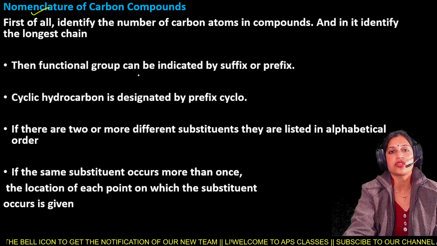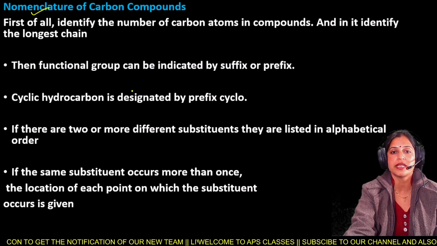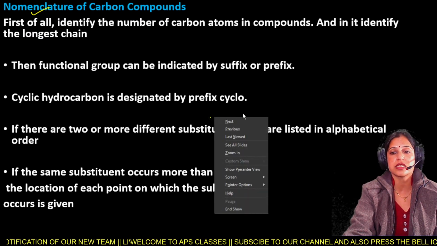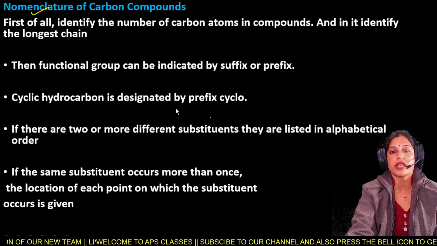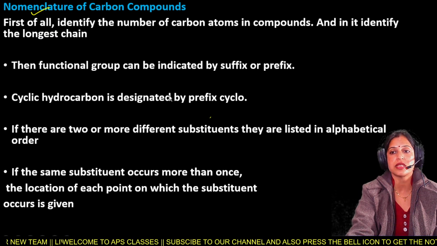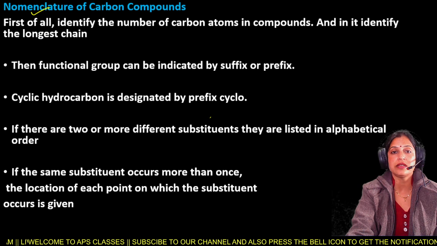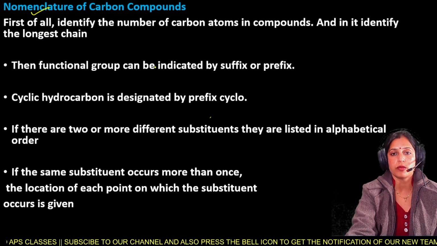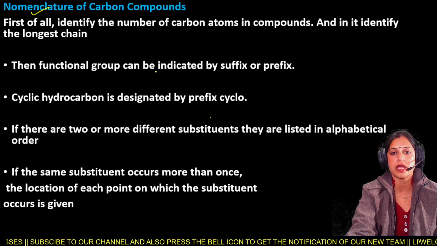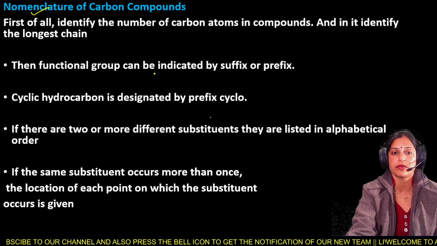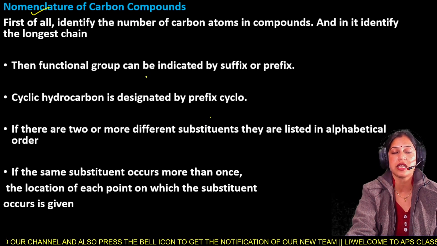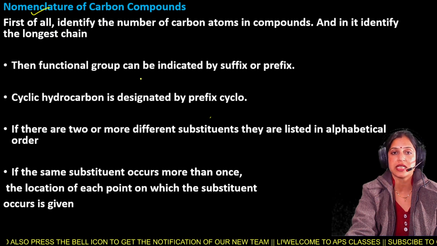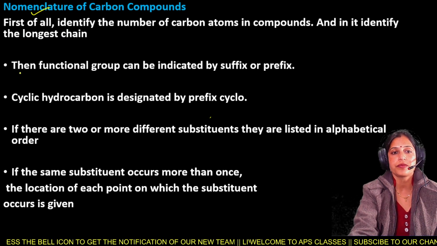Next is nomenclature of the carbon compounds. First of all, identify the number of carbon atoms in a compound. It is the first priority to identify the number of carbon atoms in the compounds and identify the longest chain. Second important rule for the nomenclature of the carbon compound is the functional group can be indicated by the suffix or the prefix. This is the most important criteria, that the functional group can be indicated either by suffix or the prefix.